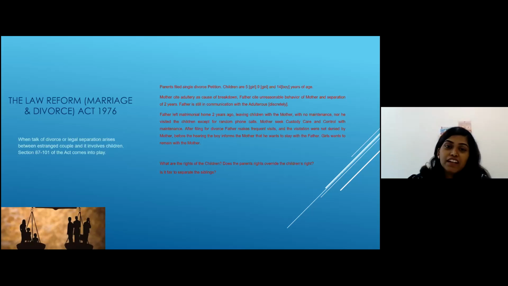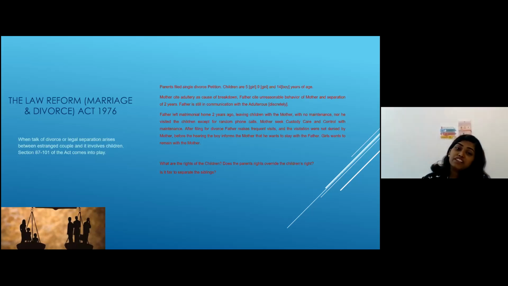Now, if you see here, there's a scenario where parents had filed a single divorce petition, a unilateral petition, and the children are still minors. For the divorce, the mother had cited adultery as the cause of the breakdown of the marriage, while the father cited unreasonable behavior of the mother. The father had actually left the matrimonial home 2 years ago, leaving the children with the mother. But after filing the divorce, now the boy informs the mother that he wants to stay with the father and the girls want to stay with the mother.